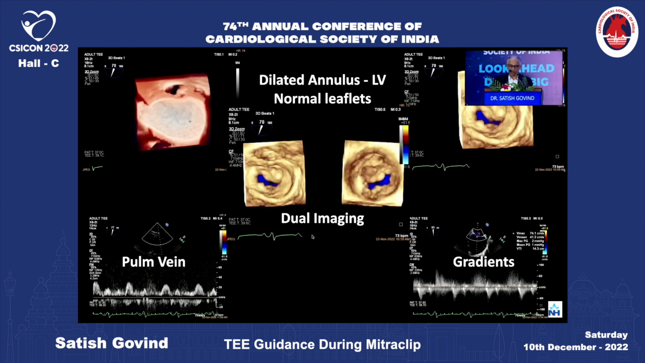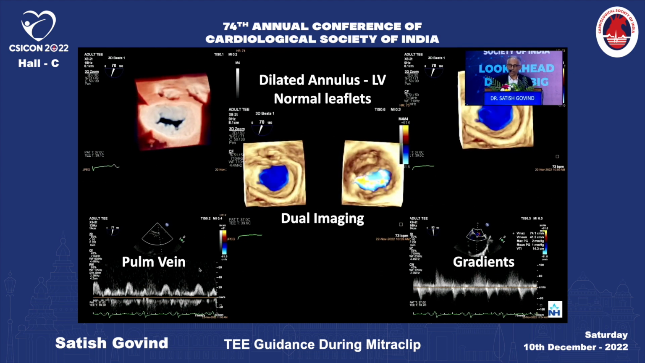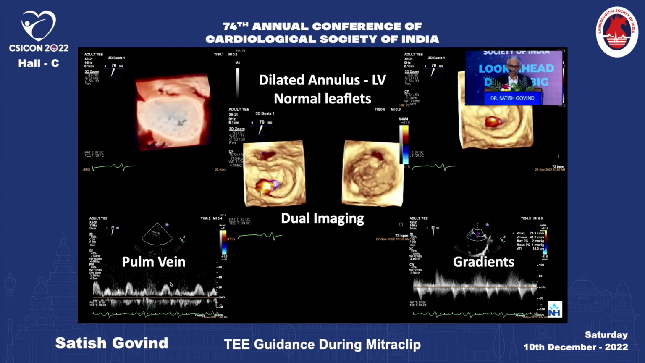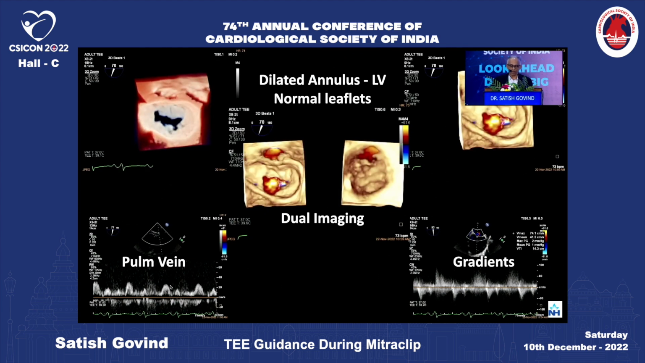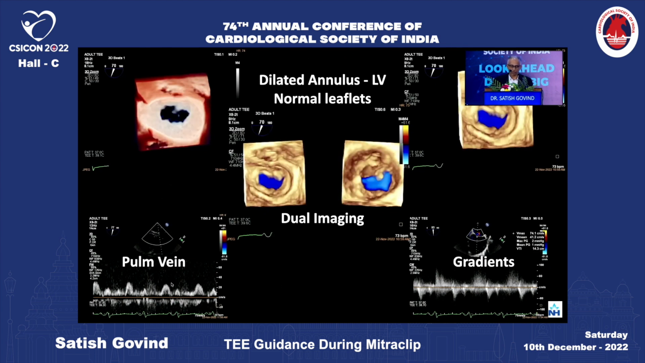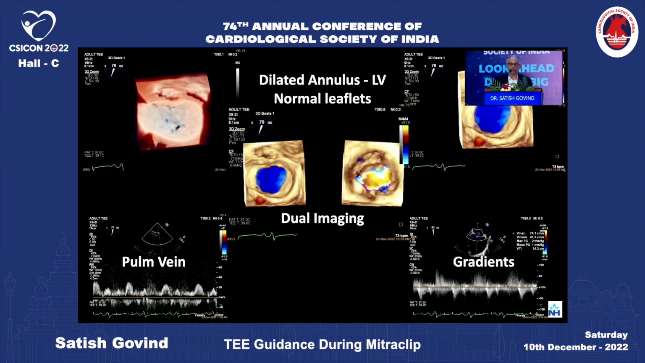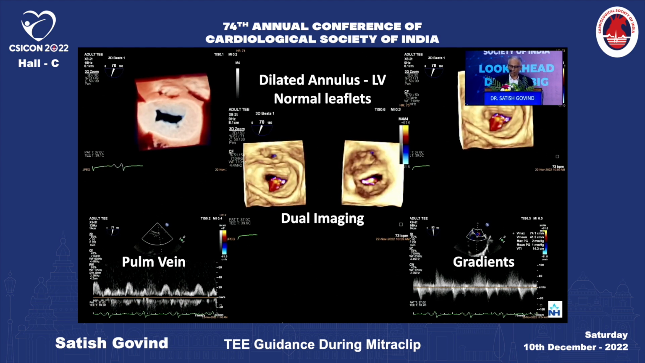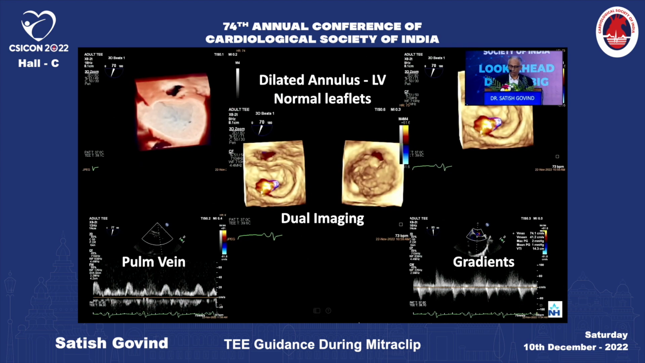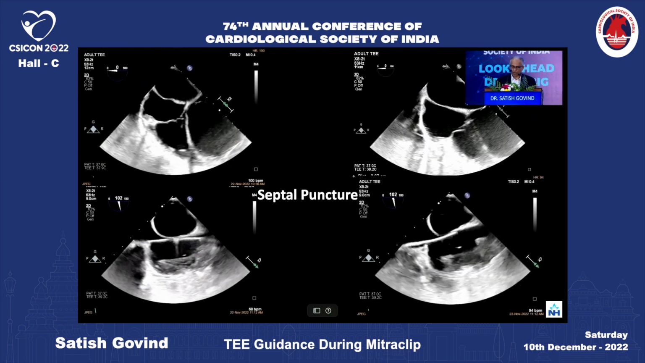And the last two are very, very important: the pulmonary vein and the gradient. For the pulmonary vein, as you can see here, you have a very low S wave and a tall, prominent D wave. This is used for comparison later. And then the gradients, of course, play a big role. So you have to have this here.